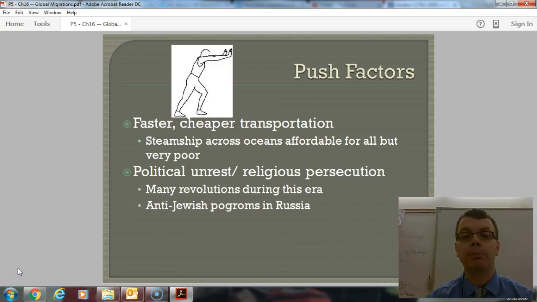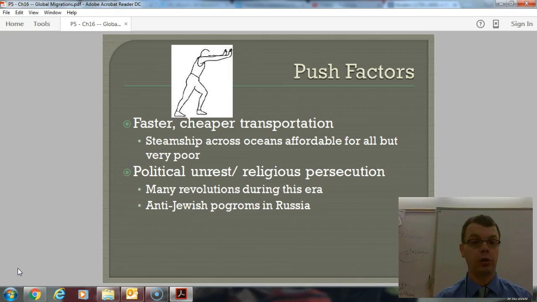Let's continue looking at our push factors. There's faster, cheaper transportation. There's the steamship. Again, Industrial Revolution, we talked about the steam engine, the Newcomen engine. Eventually that technology gets put on boats, and we have steamboats pretty much. Real simple explanation. Steamboats are able to go across the oceans. They're affordable for everyone, but for the very poor. And if you are poor, you can get this steamship travel to other places if you're willing to put yourself out as an indentured servant.